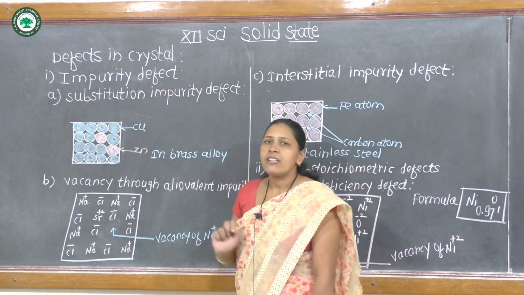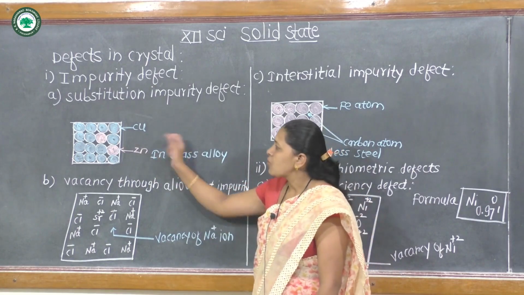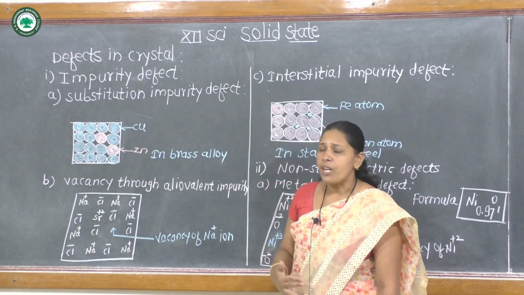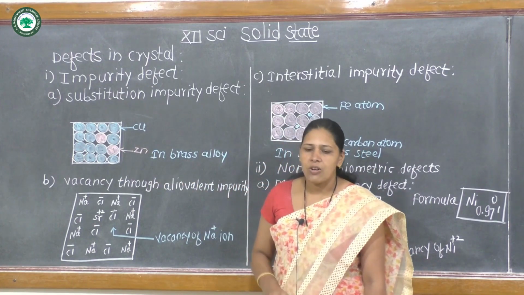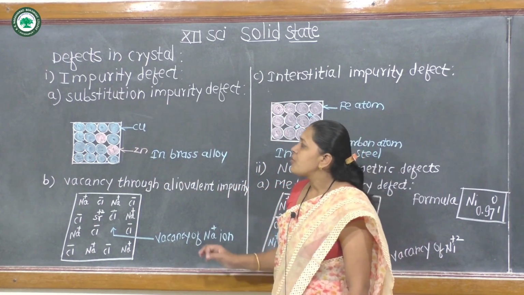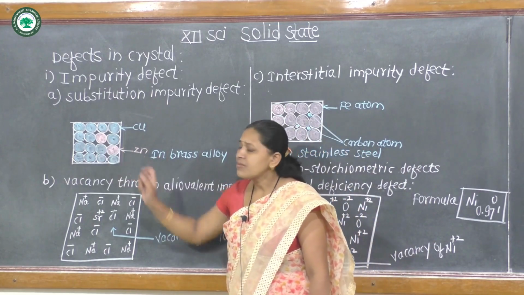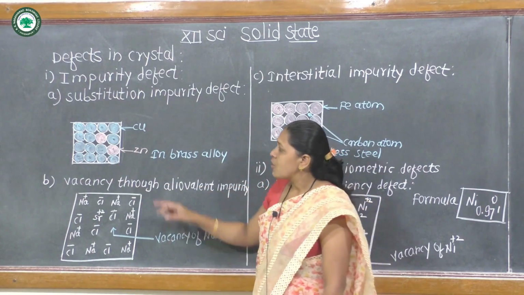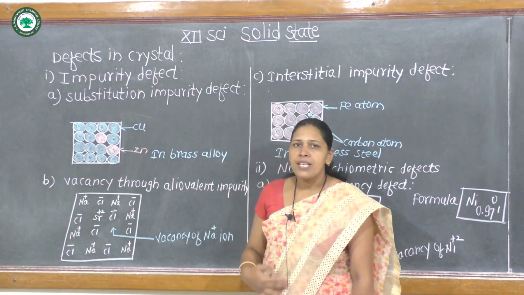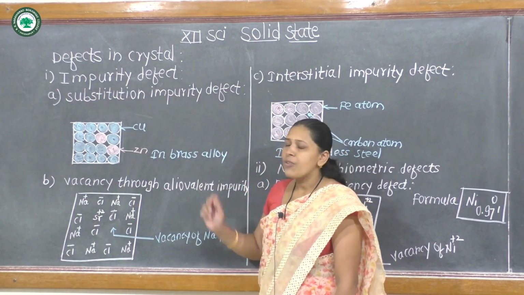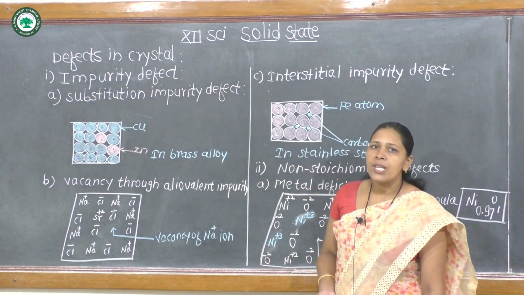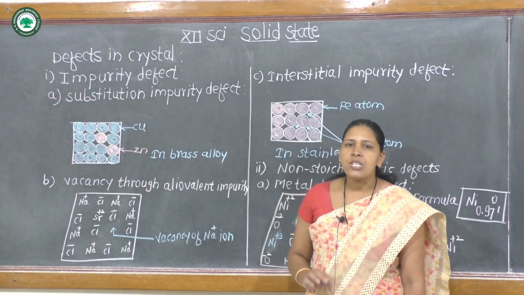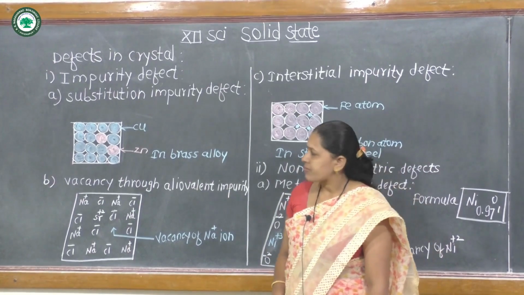These blue colored atoms are host atoms, copper atoms, and pink colored atoms are foreign atoms of zinc in brass alloy. That is the regular position of copper. The regular position of copper is occupied by a zinc atom. That is, two copper atoms are replaced by zinc atoms. Therefore, it modifies properties of different alloys. Therefore, it is called substitution impurity defect.